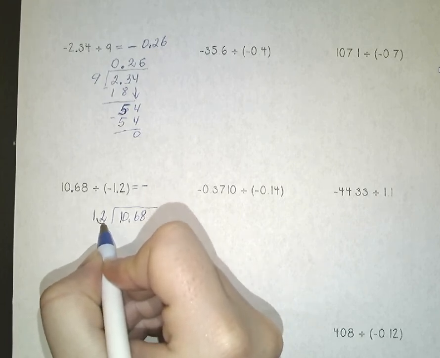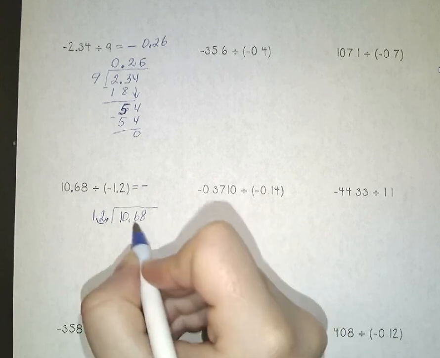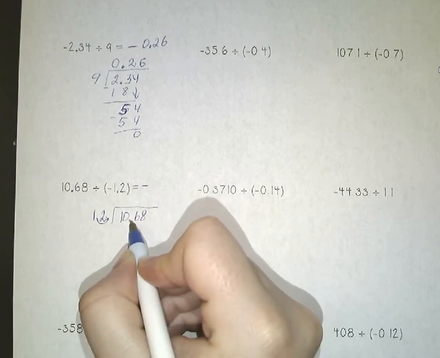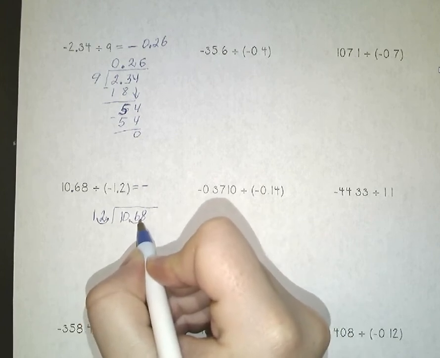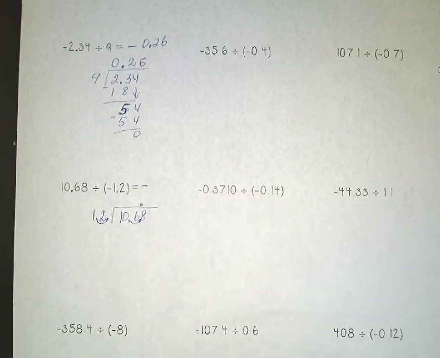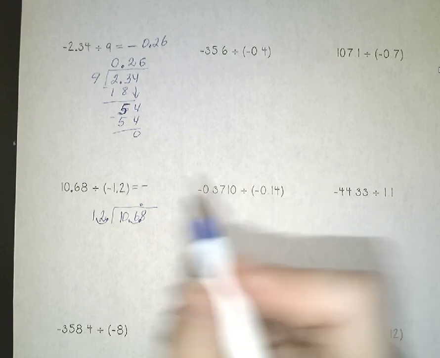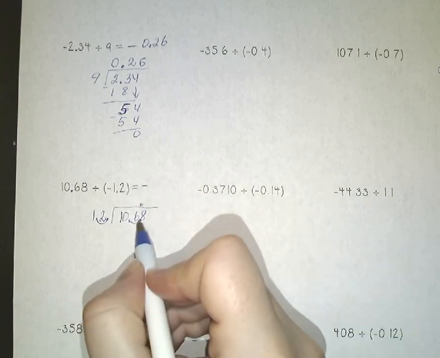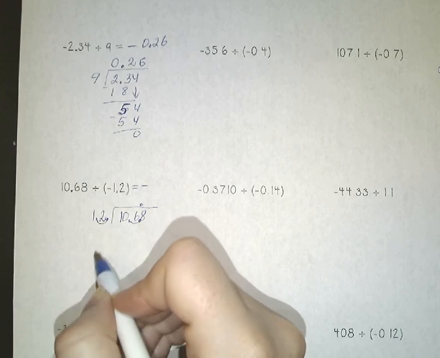So multiplying 1 and 2 tenths by 10, and multiplying 10 and 68 hundredths by 10. This way my decimal moves to the right, and after that I will bring it up. So my decimal switched places. Otherwise, it would be here, and the answer is not going to be right. Okay, so now we are dividing 106 and 8 tenths by 12.